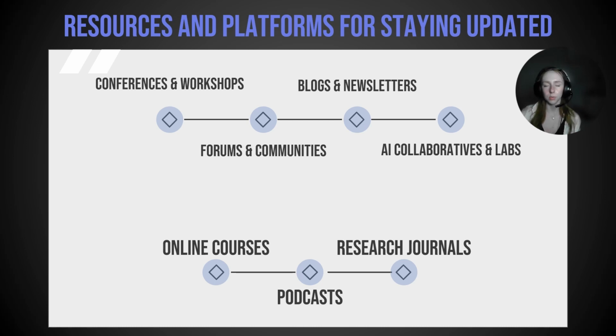And then there are online courses. Platforms like Coursera, Udacity, and edX offer courses on AI and machine learning, ranging from beginner to advanced levels. There are also forums and communities. Websites like Stack Overflow, Reddit, r/MachineLearning on Reddit, and the AI Alignment Forum are vibrant communities where professionals discuss challenges, share resources, and provide insights.